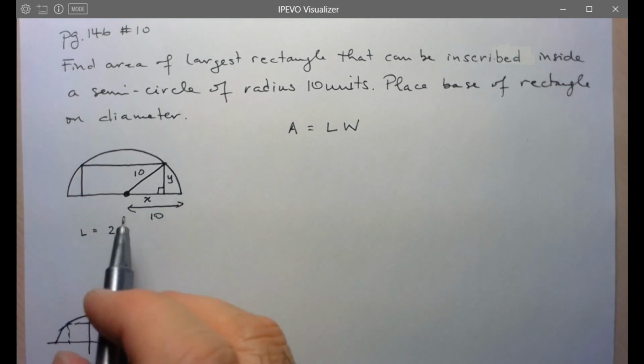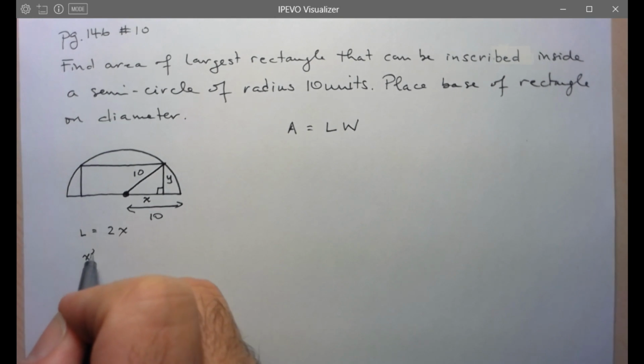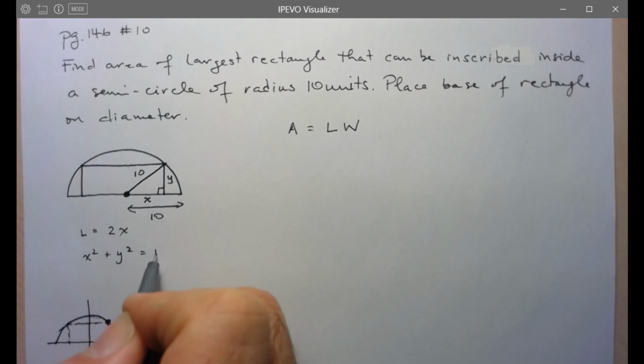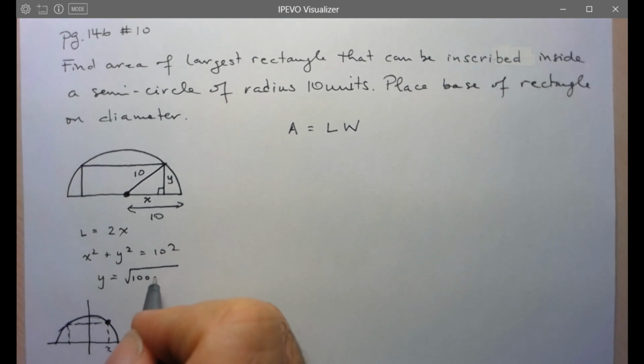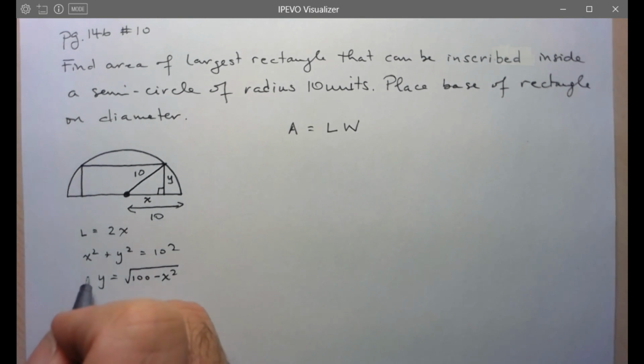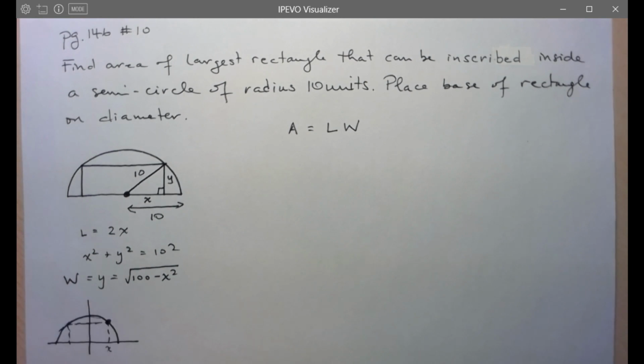All right, so here what we have is we can write x squared plus y squared equals 10 squared. And so if I solve for y, y is just going to be equal to the positive square root, since it represents a length, of 100 minus x squared, and that is just going to be the width of my rectangle.